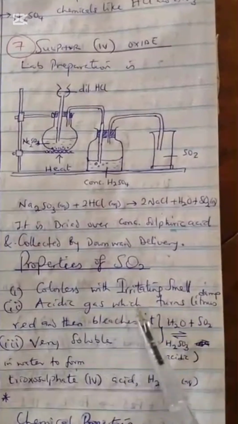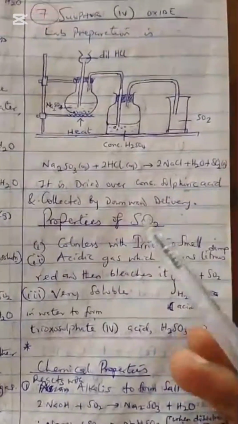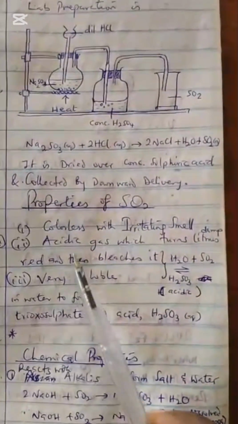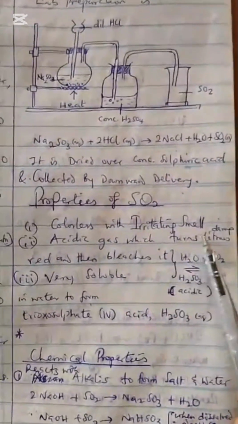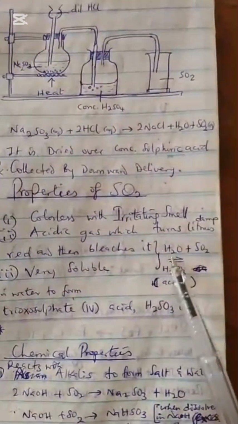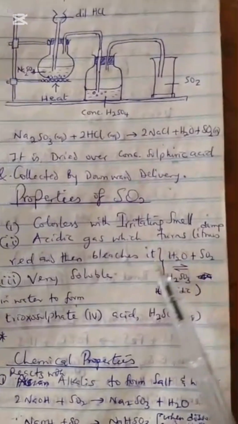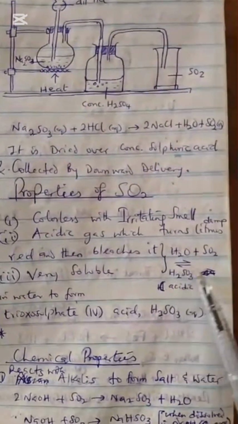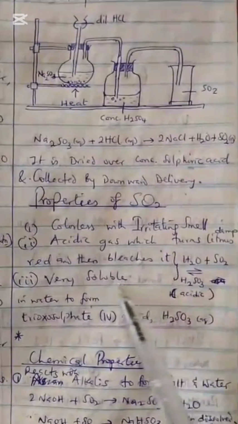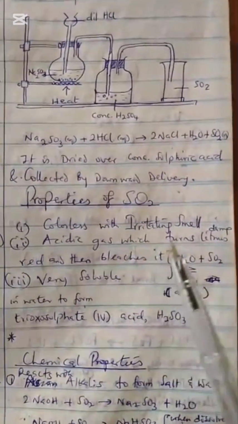It's an acidic gas which turns damp litmus red and then bleaches it. So that's the reaction. Sulfur oxide reacts with damp litmus paper and forms an acidic solution and it bleaches. So it has bleaching properties. That means it decolorizes the damp litmus paper.